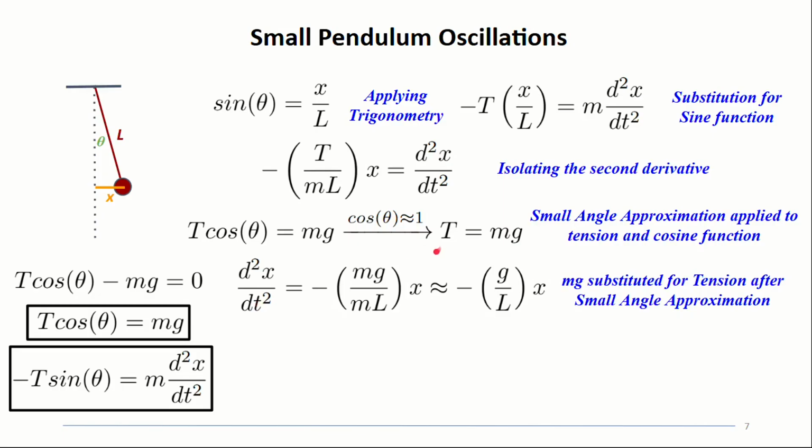And then, using our tension is equal to mg, we can stick it right back up into this equation here. And then we get our second derivative of x with respect to time is equal to negative our tension. Remember, tension's mg, divided by m L, times x. And then that approximately turns out to be negative g over L times x. Why? Because the masses cancel.